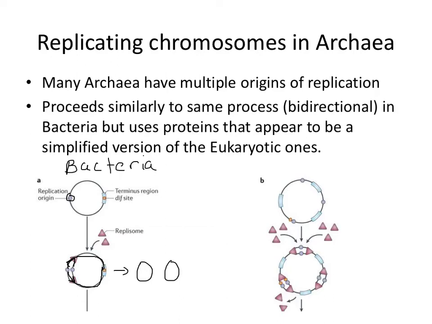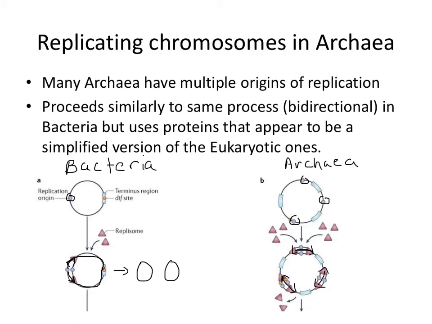Now what you see when you look at archaea is rather than one origin of replication, we actually have multiple. Shown in this figure over on the right is a cartoon depicting that. On the right we have an archaeal chromosome, and it has 1, 2, 3 origins of replication. So we're seeing bidirectional replication outwards from 3 different points on that archaeal chromosome.